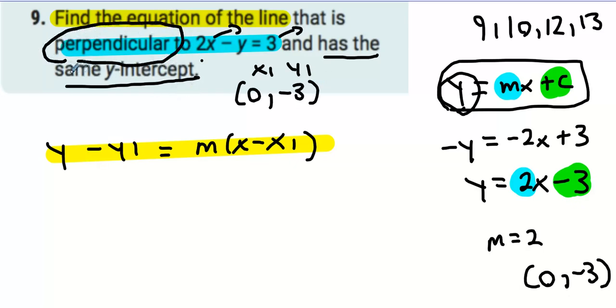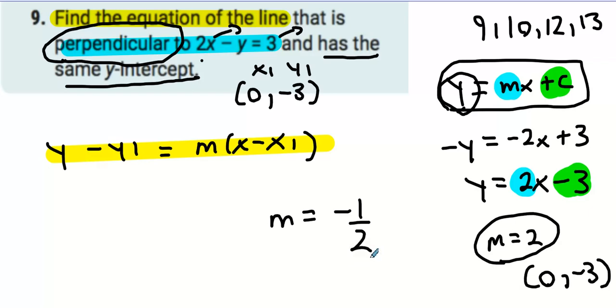What's the other key word? And what does that mean? It means it hasn't got the same slope. What slope does it have, though? It doesn't have a slope of 2. It wants to be perpendicular to that. So what do you do? Minus a half, you guys? And are you all familiar how to finish this off now? You replace m with minus a half. You replace x1 with 0 and y1 with minus 3.